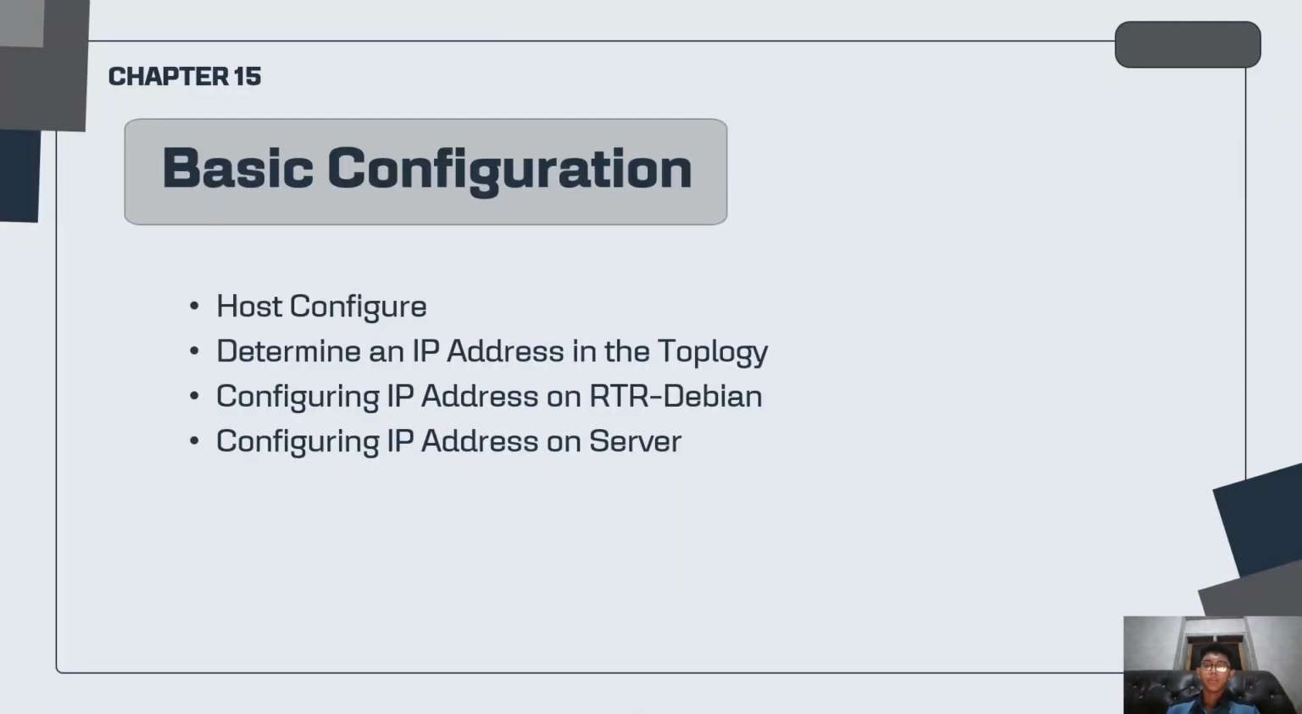In chapter 15, which is basic configuration, I will practice the host configuration, and I will determine an IP address on the topology, and I will configure an IP address on the router Debian, and also configure an IP address on the server. So for the first one, it is host configuration.